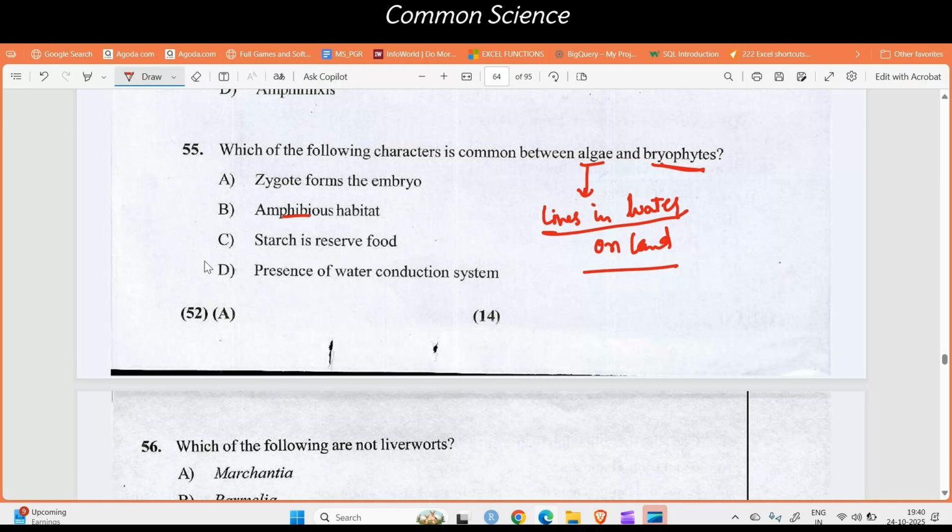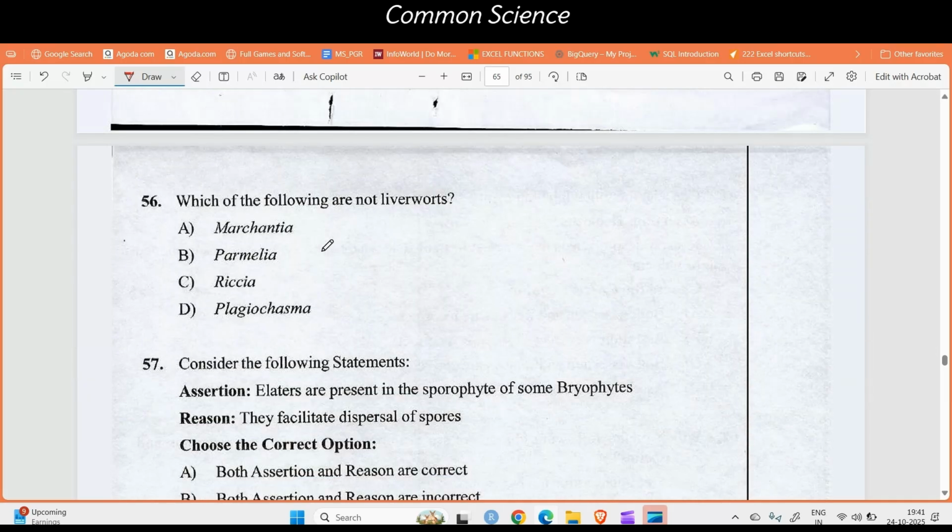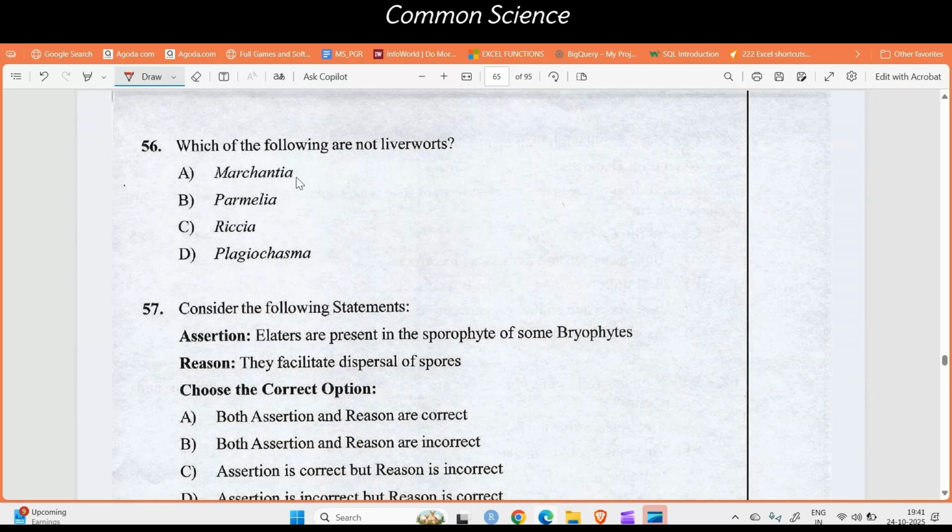Yes, starch is reserve food. This is the correct answer. Presence of water conduction system. None of these have a water conduction system. So moving on to the next. Which of the following are not liverworts? Marchantia is a liverwort. Parmelia is not a liverwort. It's a lichen. So option B.